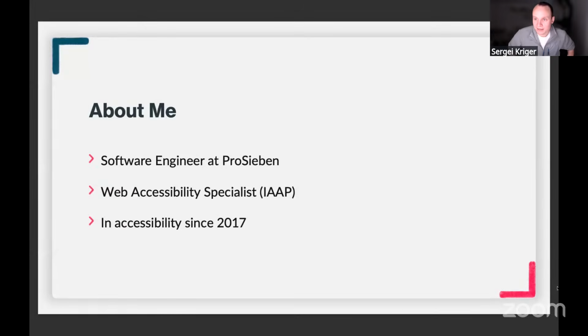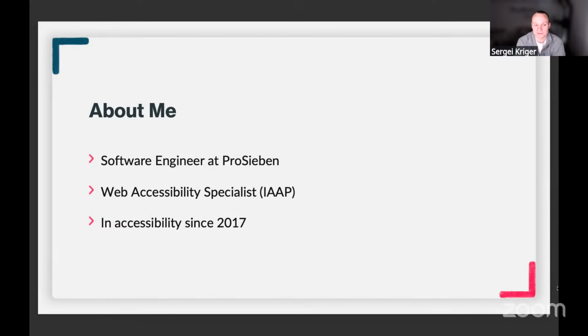Hello, everyone. My name is Sergei Kriger. I'm a software engineer at ProSieben, located in Unterföhring, which is next to Munich, for those who don't know that city. We are making an online streaming platform called Joyn for the German market. In addition to software engineering, I'm doing web accessibility work in this company. This is my main interest, and that's why I'm here today to share some of my accessibility experience.